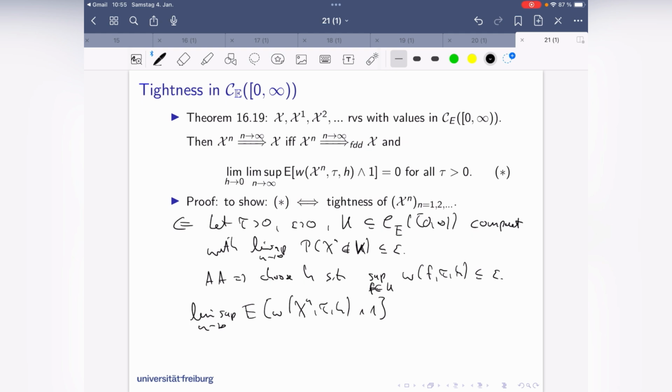Well, that's at most, well, for this w, two things can happen. The X_n here is in my compact set, or it's not. If it's not, I can bound this here by 1, but the probability that that happens is at most epsilon, because of this thing here. And if X_n is in K, I have that this here is less than epsilon.